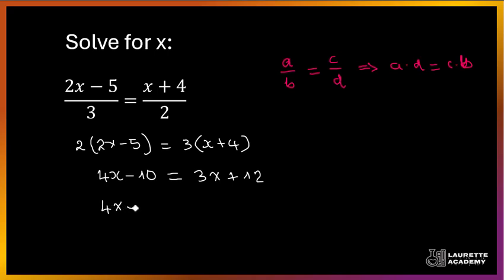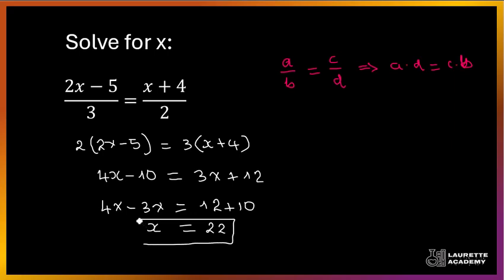If you do that, we're going to have that 4x minus 3x is equal to 12 plus 10. 4x minus 3x is x, and this is equal to 12 plus 10, this is 22. So this is our value of x: x equals 22.